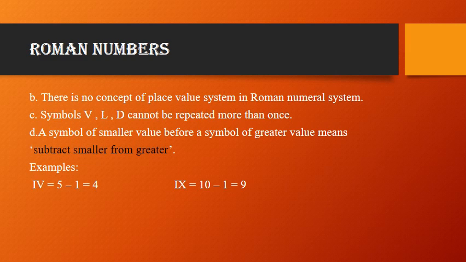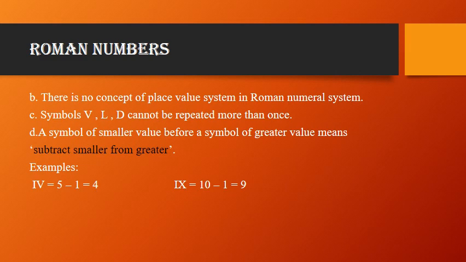Children, in our last slide we studied what? Symbols I and X can be repeated up to 3 times. But here the 3 symbols, that is V, L and D, cannot be repeated more than once. Once means if you are making use of V once, you cannot write it one more time. You cannot write VV, children. Right? You can make use of these symbols only once.